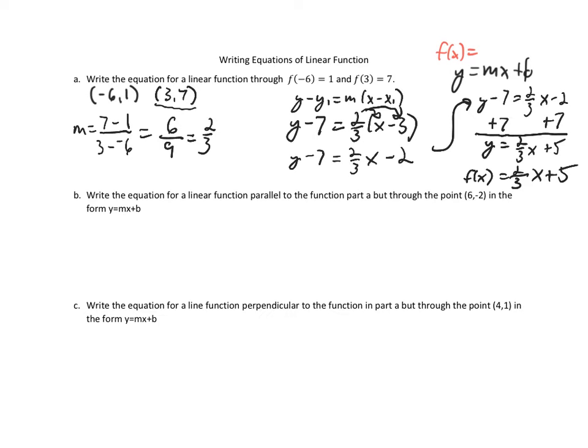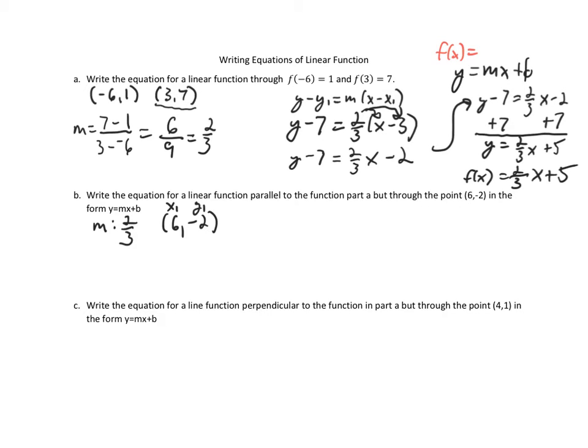Now using our idea of parallel and perpendicular lines, in part B we want to write the equation for a linear function that's parallel to the function we found in part A, but we're going to write this as y equals mx plus b. So if we're going to write a parallel function, we know it has the same slope as our original function, and the original one was 2/3. And I'm going to use the point 6, negative 2 as my x1 and my y1.